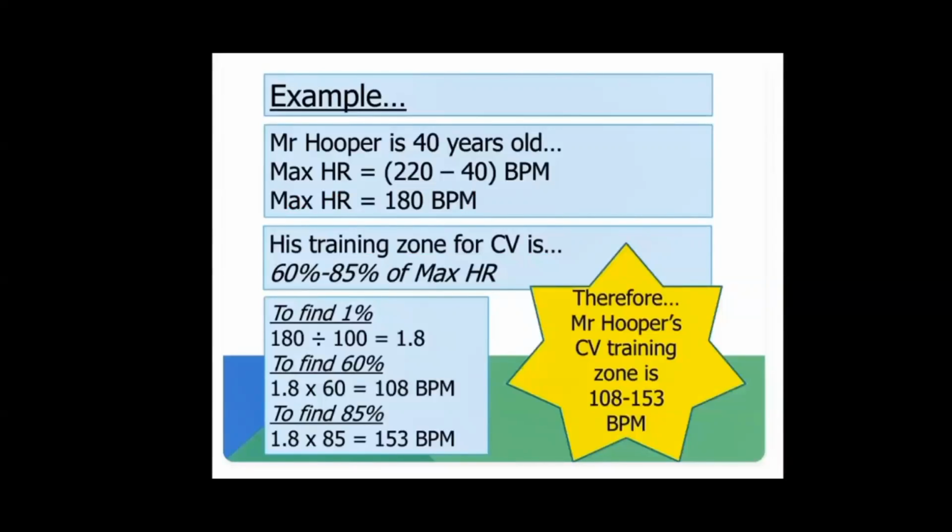For 60%, 1.8 times 60 equals 108 beats per minute. To find 85%, 1.8 times 85 equals 153 beats per minute. Therefore, Mr. Hooper's cardiovascular training zone is 108 to 153 beats per minute.